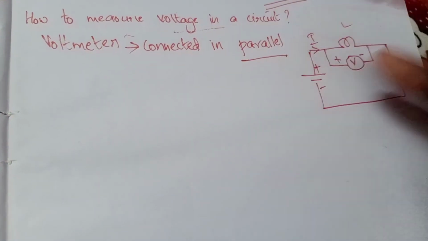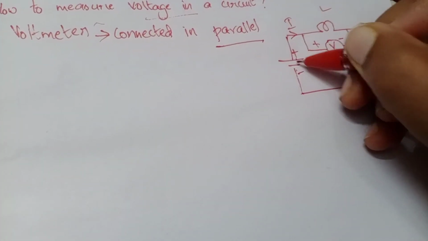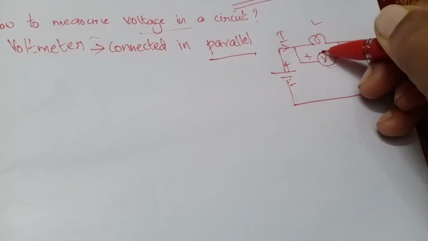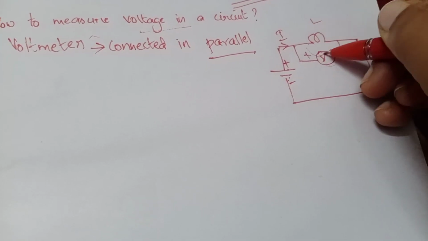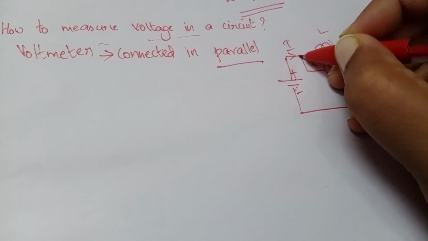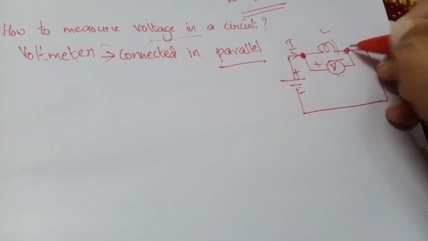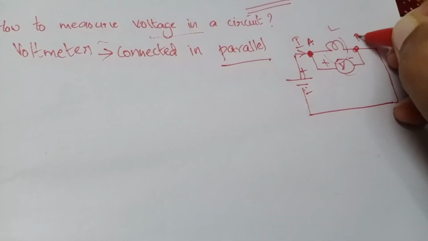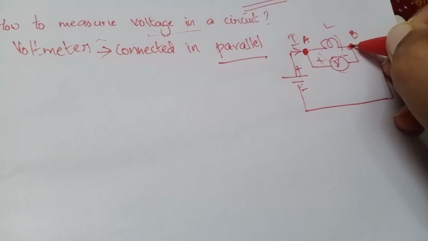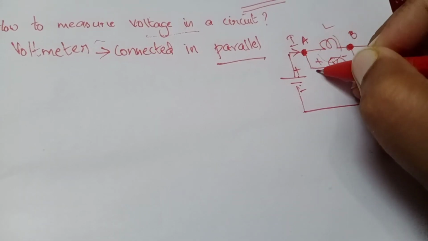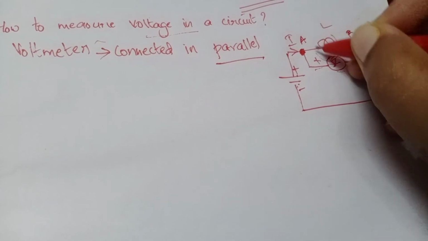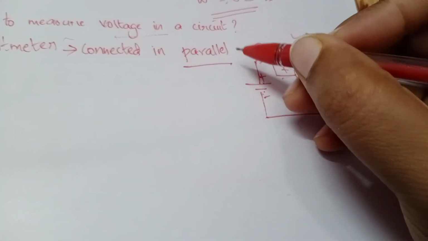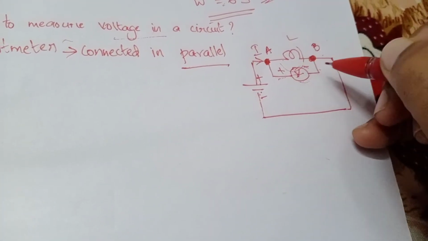It will always be connected in parallel. For example, this is a battery circuit, plus minus, and a current is flowing through the circuit. This is a lamp, and I am connecting the voltmeter across the lamp in parallel in order to find out the potential difference between this point and this point. Let this point be A and this point be B. To find the potential difference between A and B, I connect the voltmeter in parallel across the device between these 2 points. Always keep in mind, the ammeter is connected in series and the voltmeter is always connected in parallel.